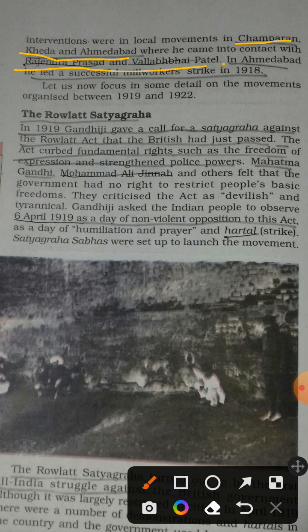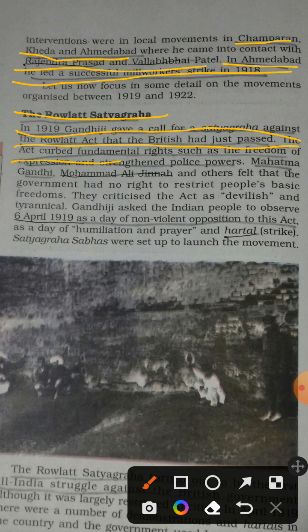In Ahmedabad, he led a successful mill workers' strike in 1918. The Rowlatt Satyagraha. In 1919, Gandhiji gave a call for Satyagraha against the Rowlatt Act that had just been passed by the British.